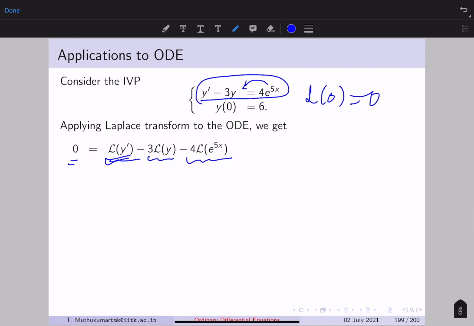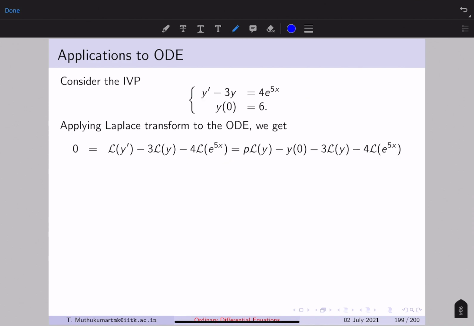We have already seen a theorem, right? And that is p times Laplace transform of y minus y of 0. Okay? And minus 3 times the Laplace transform of y is here, and this remains as such. Now, y of 0 is already given to you. This is the initial value, which is 6.